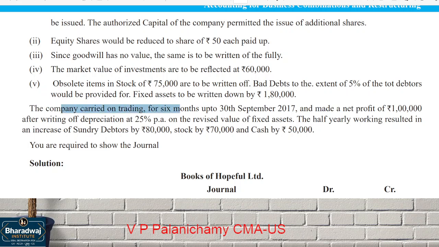The company carried on trading for 6 months up to 30th September and made a net profit of 1 lakh after charging depreciation at 25% per annum on the revised value of assets. Half-yearly working resulted in an increase in debtors by 80,000, stock by 70,000, and cash by 50,000. Pass journal entries. This is for the next 6 months.